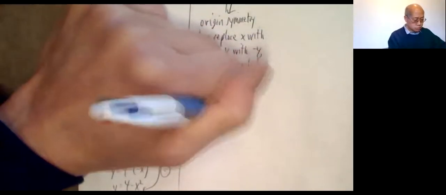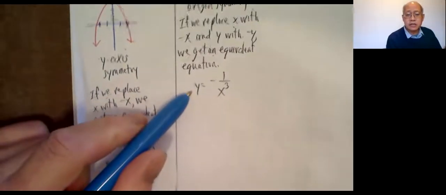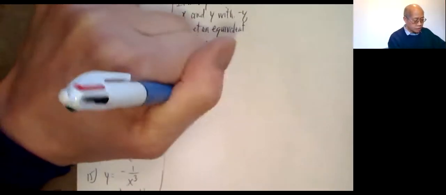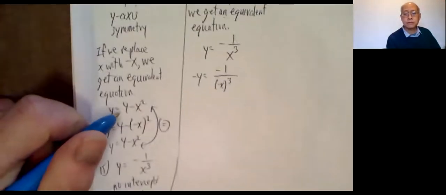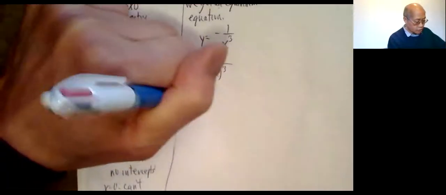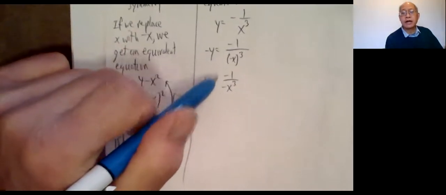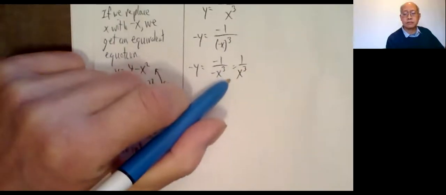y equals negative 1 over x cubed. Okay, from here, change this to negative y, change this to negative x in parentheses. That means it looks like this. Negative y equals negative 1 over negative x cubed. Negative x cubed, negative x times negative x times negative x, is that. Two negatives make a positive, so 1 over x cubed.